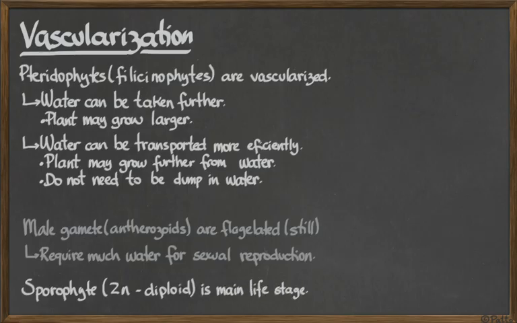And finally, this is something that's striking from the life cycle. The sporophyte, the diploid stage of life, is now the main life stage. And this is going to be a rule for every single plant from now on. Up to the bryophytes, the gametophyte is the main life stage. Now, in the pteridophytes and on, the sporophyte is going to be the main life stage.